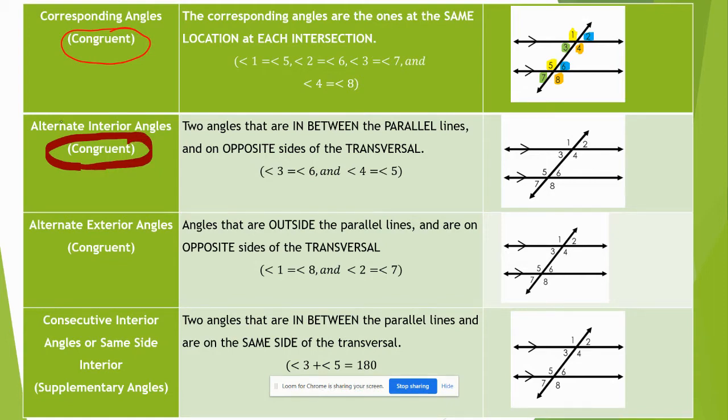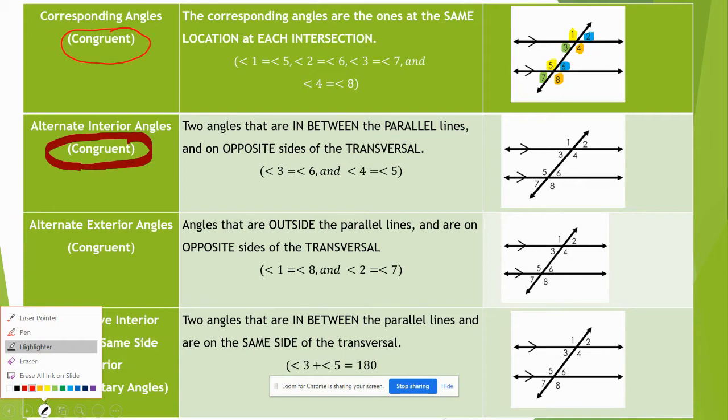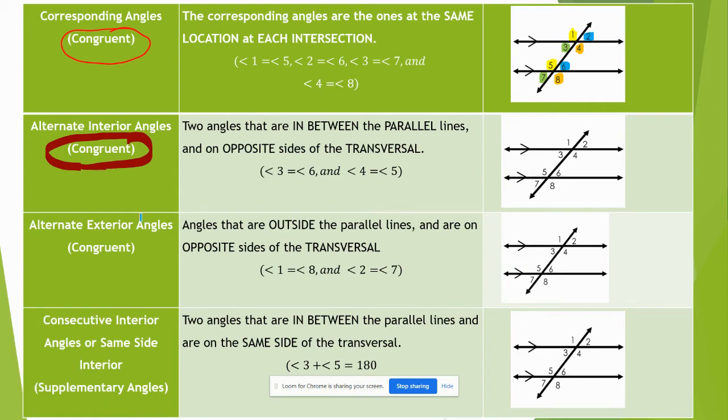Let's look at the word alternate interior. So first off, the word interior means inside. So they're going to be inside something, and alternate means to switch, like back and forth, to alternate. So if we're looking at the definition, it's two angles that are in between the parallel lines. So that's the inside. And they're on opposite sides of the transversal. That's where they alternate sides. So they're inside the parallel lines and they alternate sides. So the word is really quite descriptive of what we're actually doing.